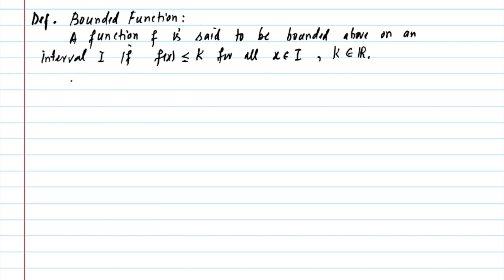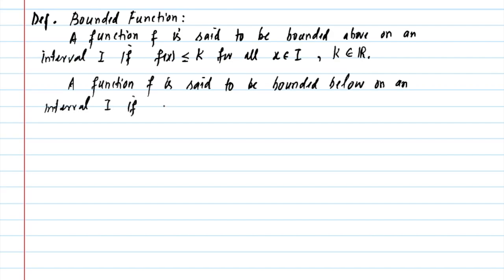And similarly, a function f is said to be bounded below on an interval I if this f of x is always greater than or equal to k for all x in the interval I, where this small k is again a real number. So therefore, if we have a function that is always less or equal to some real number k for every value of x in the interval, then we say the function is bounded above. And if the function has the property that it is greater or equal to k for some real number k for every x in I, then we say the function is bounded below.